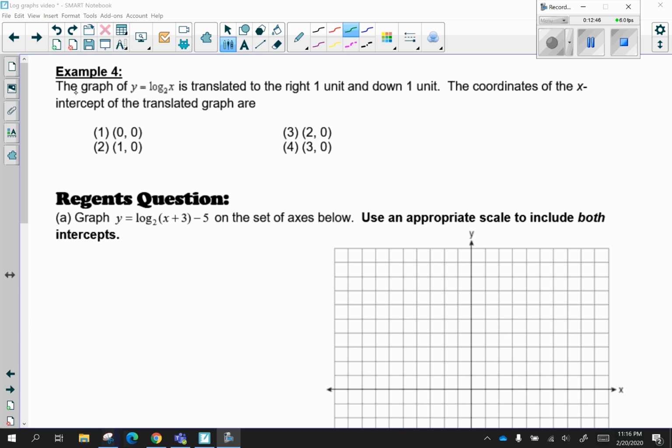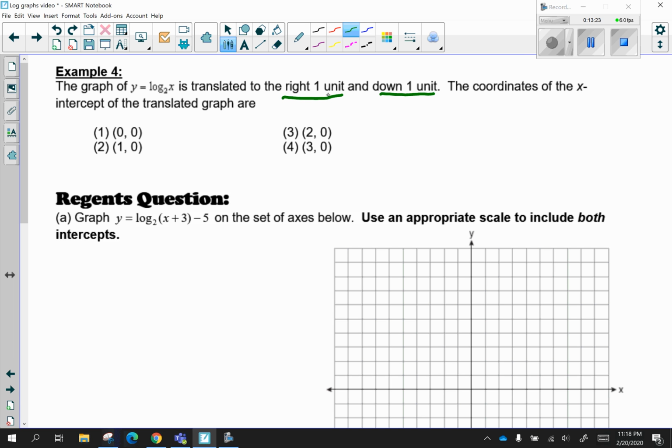Example 4. The graph of y equals log base 2 of x is translated to the right 1 unit and down 1 unit. The coordinates of the x-intercept of the translated graph are, well, if it's going right 1 unit, that means that the x-intercept would be going to the right. And then it's going down 1 unit, so the whole graph is being shifted downward.